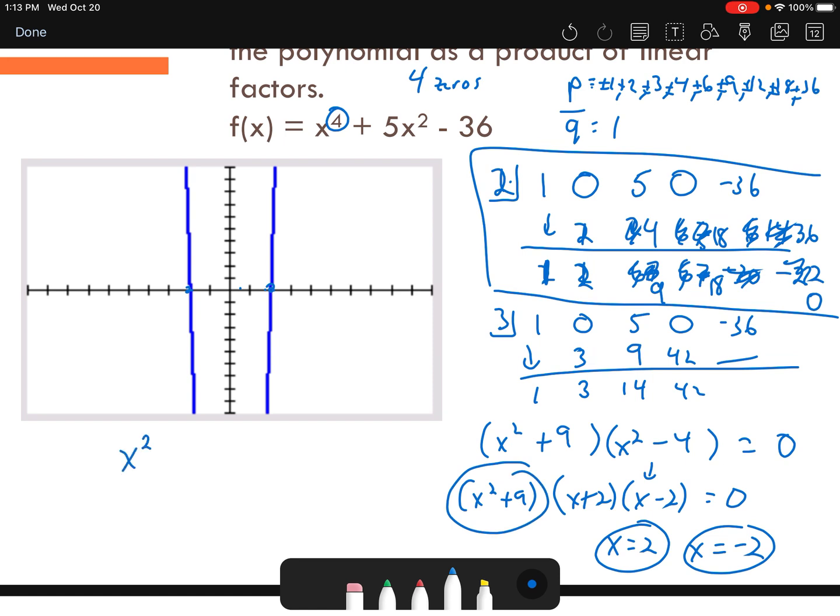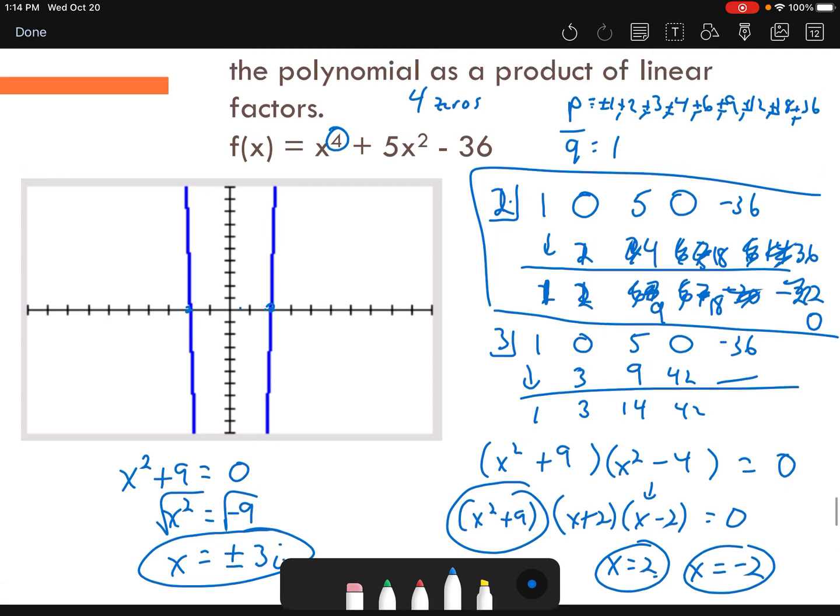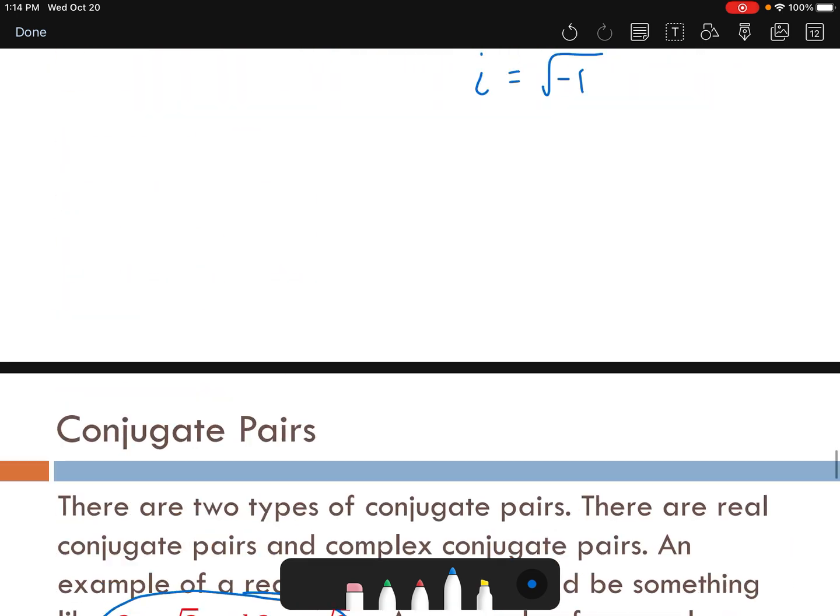But now we have the complex zeros, and we have x squared plus 9 equals 0. So x squared equals negative 9, and then we take the square root, and we're going to get complex zeros of plus or minus 3i. So there are our 4 zeros. We have 2 imaginary and 2 real.